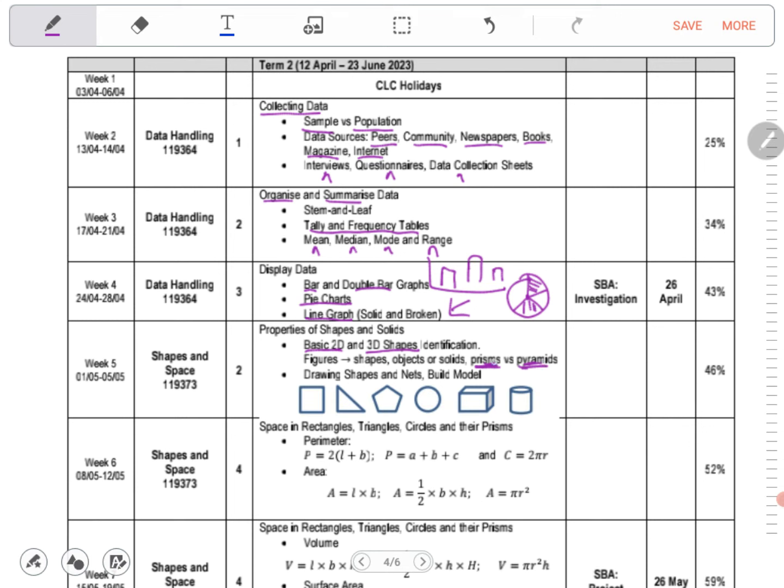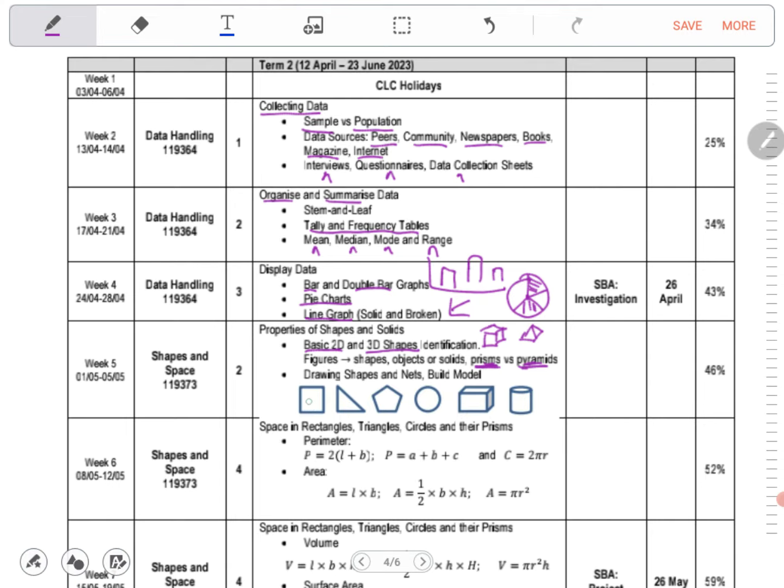Or in this case, we can have a prism that is basically a rectangular prism, or we can have a pyramid. So a pyramid will always have an apex, so a pointy shape at the top, whilst the base is any form of a shape. And then we have to draw shapes and nets of a three-dimensional shape and build models. So these are some of the shapes that we have to deal with.